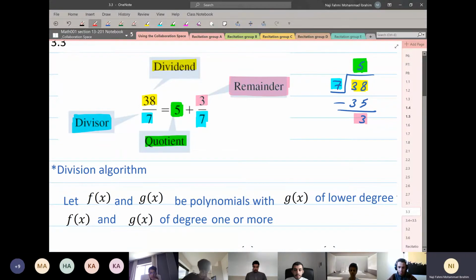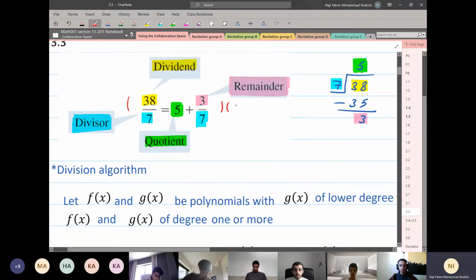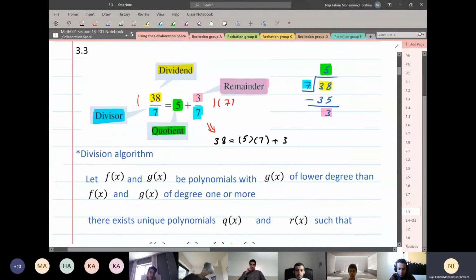Now, a question. Can I multiply everything by the LCD, which is 7 here? If I multiply by the LCD, what do I get? Can I say that 38 will be equal to 5 multiplied by 7 plus 3? Of course, the answer is yes also. Now we will do almost the same thing, but with polynomials.